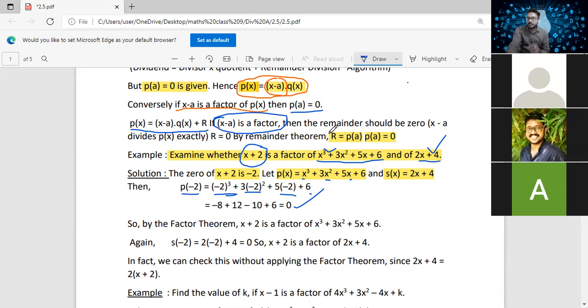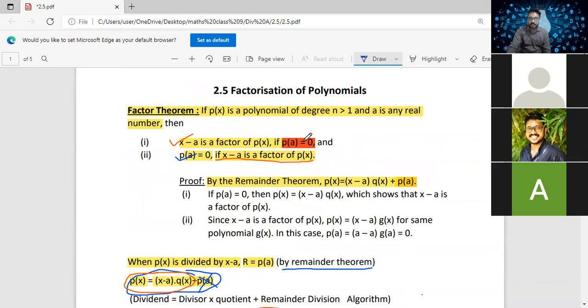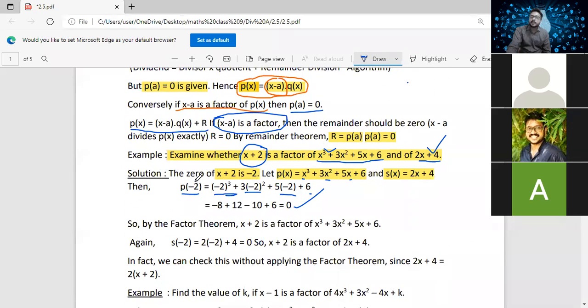So by factor theorem, what can we infer? Factor theorem says that if P of a is 0, then x minus a is a factor of P of x. I'll show you once again. Now what did we get? We got P of minus 2 is equal to 0. It means x plus 2 is a factor of the first polynomial P of x. Clear?